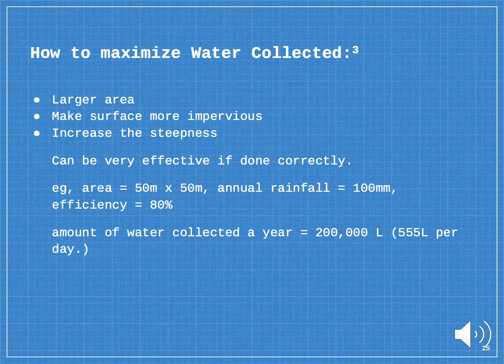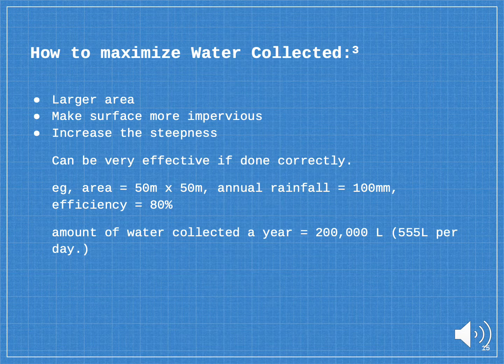How to maximize water collected. To maximize water collected, you can make the collection surface area larger. You also make the surface more impervious, as discussed in the previous slide. Also, the steepness of the land should be increased. The steepness of the land increases the rate at which water flows down the surface into the storage tank to reduce time water is exposed to the atmosphere, and hence it reduces evaporation of the water.